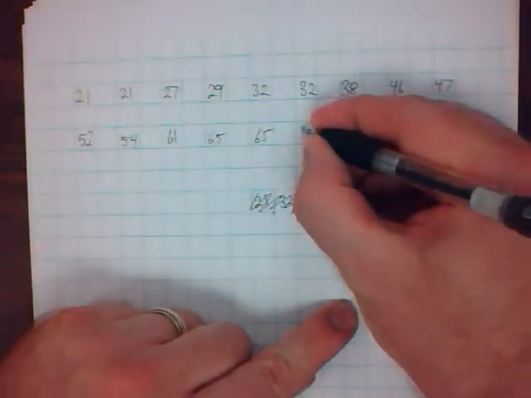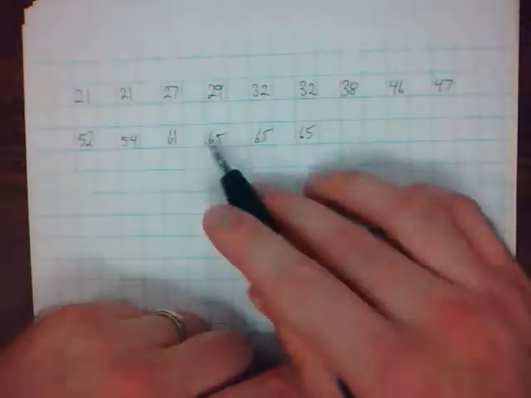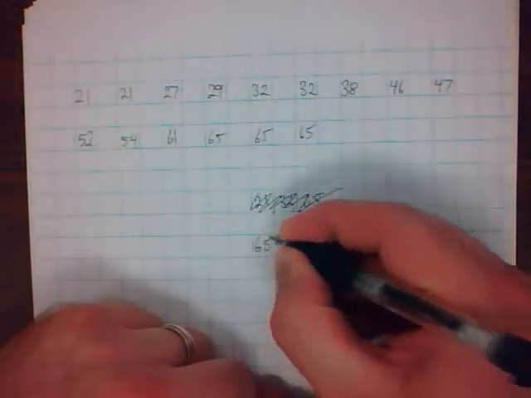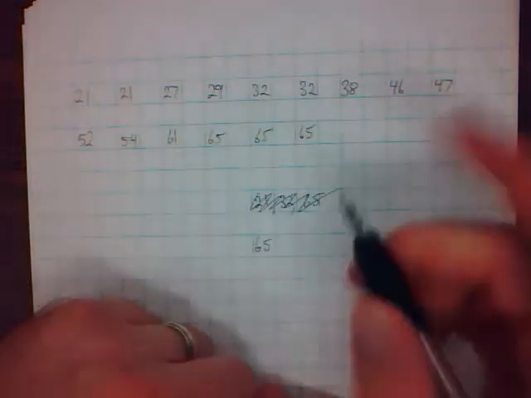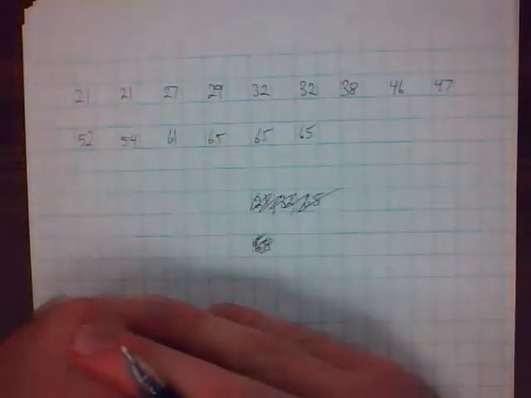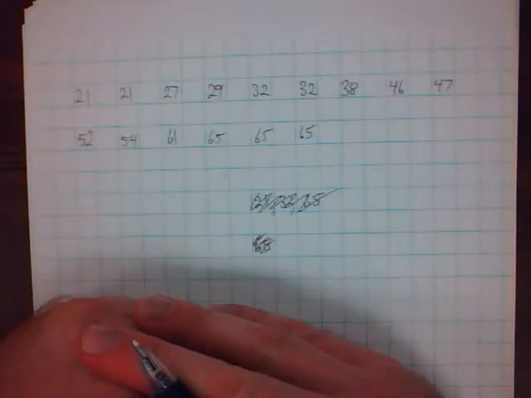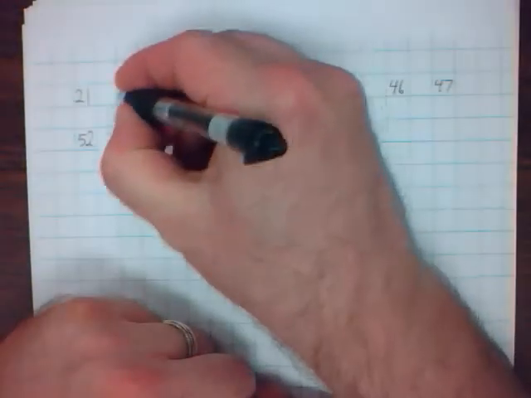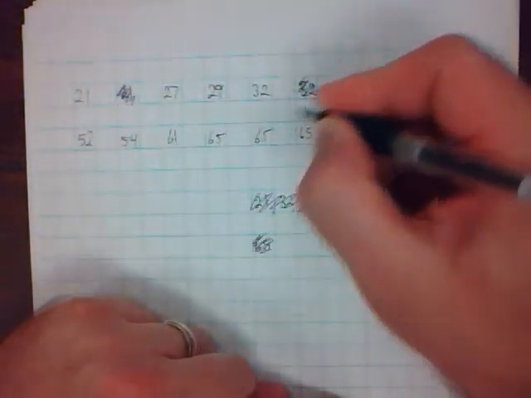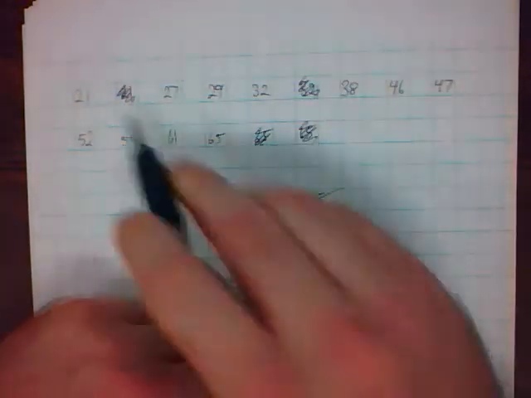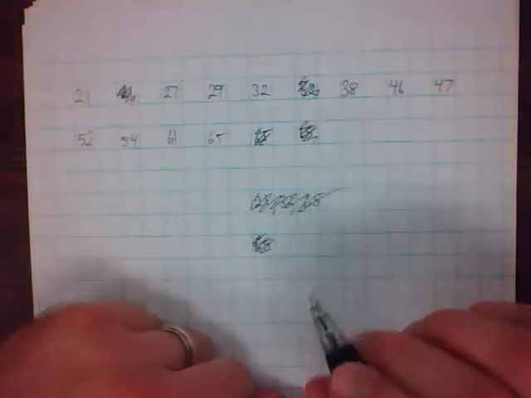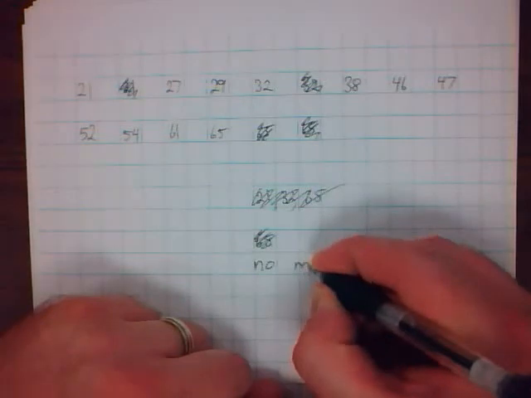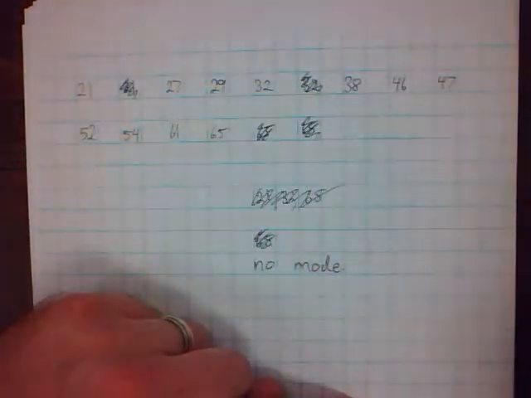However, let's change the set of data. Let's add another 65. Now the number that occurs most often is 65, and so 65 is the mode. Now there's one other possible answer. What if every single number occurred once? I have one of each number. In this case, the answer? No mode, because no number occurs more than once. That's how to find the mode.